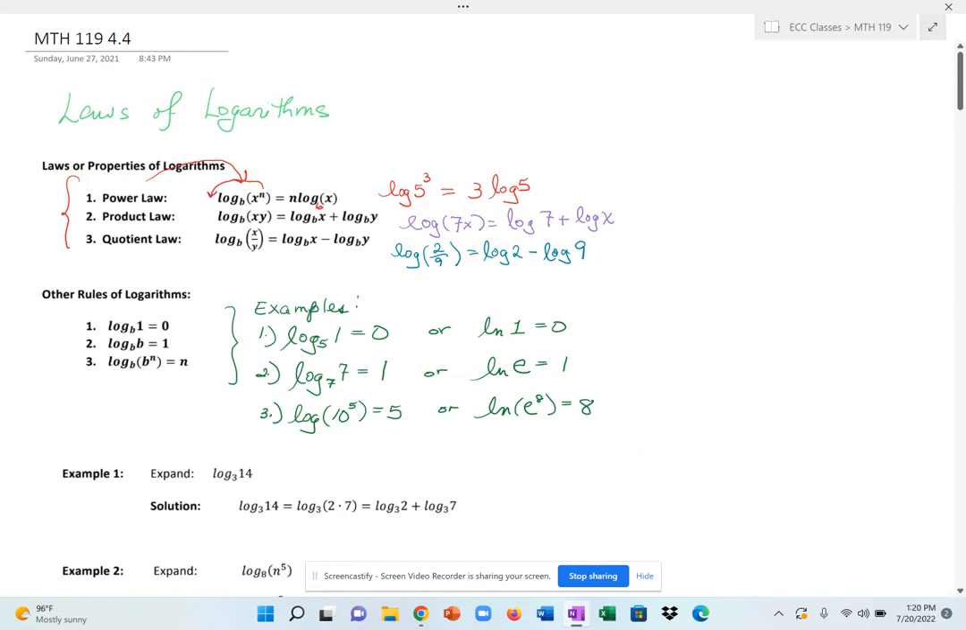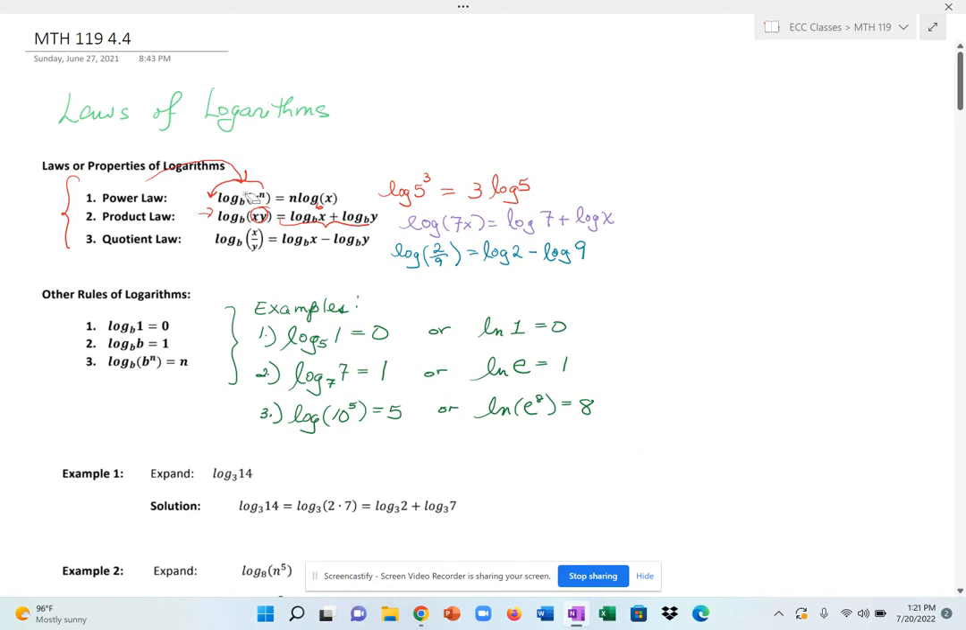The second one, the product law, says that if you have the log base b of x times y, it allows you to rewrite that as a sum of two logarithms. So it'll be the log base b of x plus the log base b of y. So you can separate these.